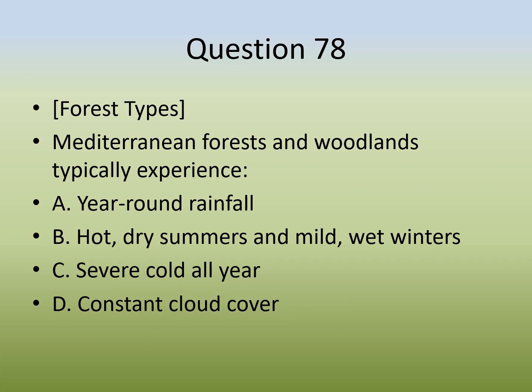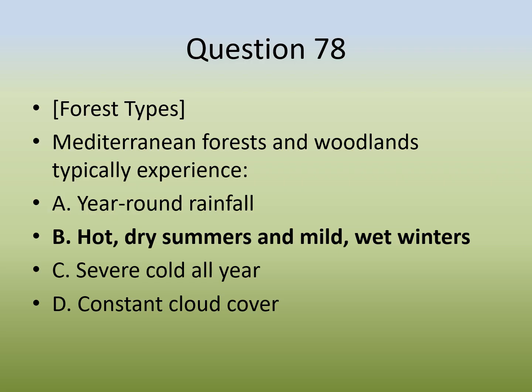Mediterranean forests and woodlands typically experience A. Year-round rainfall. B. Hot, dry summers and mild, wet winters. C. Severe cold all year. Or D. Constant cloud cover. The answer is B. Hot, dry summers and mild, wet winters.